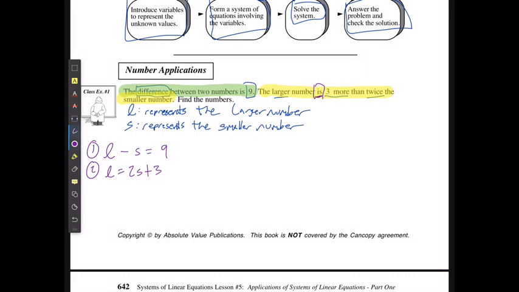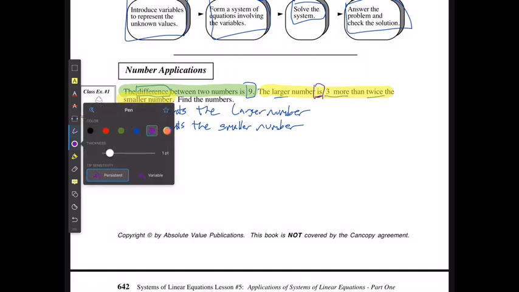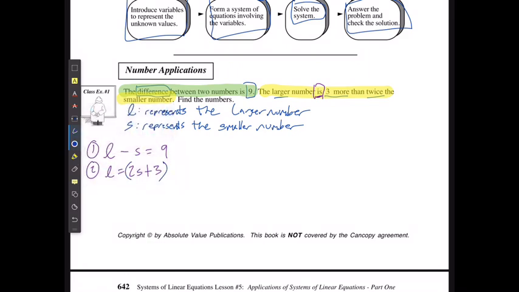Now, I can use one of my methods in order to solve this. In this case, I already have L isolated in equation number 2, so I'm going to use substitution. I'm going to substitute the value of L in equation 2 into equation 1. For equation 1, I have 2S plus 3 minus S is going to equal 9. Well, 2S minus S is going to leave me with S, and I'm going to subtract 3 from both sides to move that across the equation. In this case, it looks like S is equal to 6.